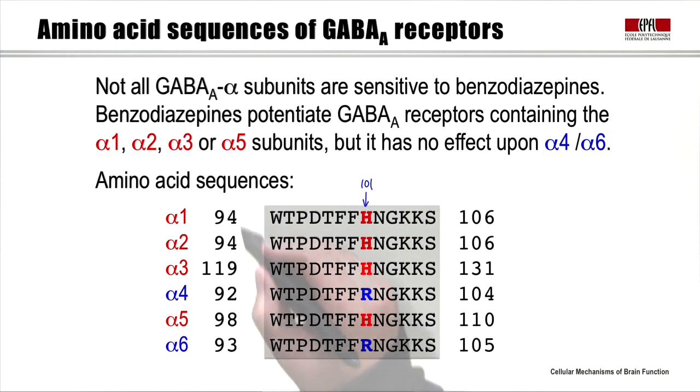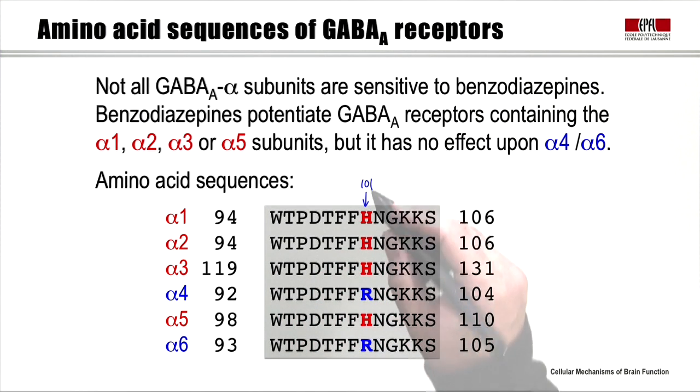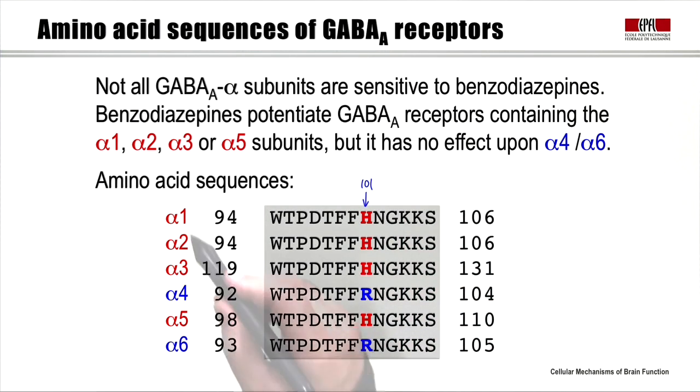So these are the numbers counting from the N-terminal, the amino acids. So we have the different amino acids here. And at position 101 in both alpha 1 and alpha 2, we have a histidine. Alpha 4 and alpha 6, in this equivalent position, have an arginine. And so there's a difference in the amino acid structure of the receptors that bind benzodiazepines and the ones that don't. There are, of course, other differences in the amino acid sequences of the GABA A receptors, but we can at least test to see whether this makes the difference for benzodiazepine binding.